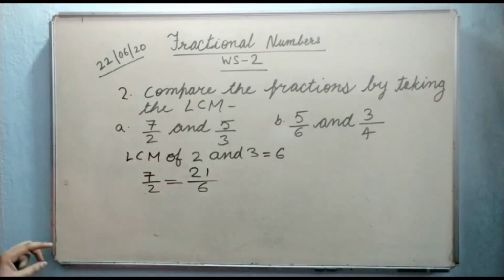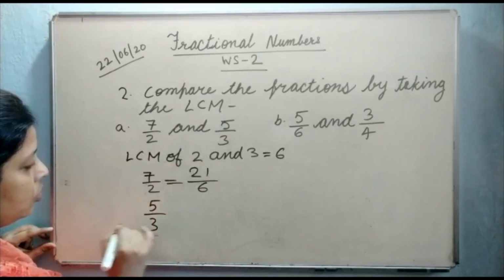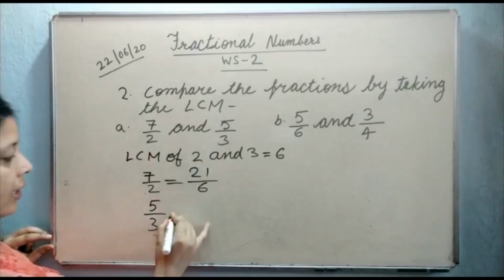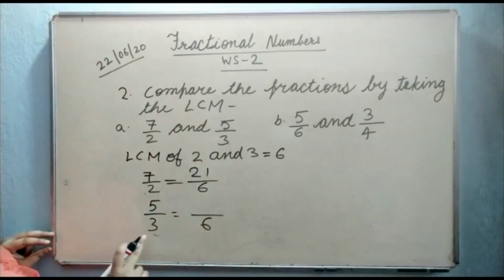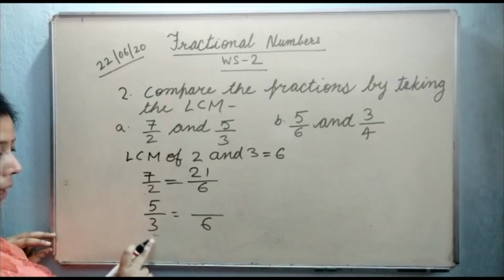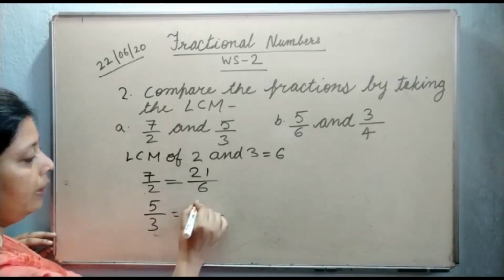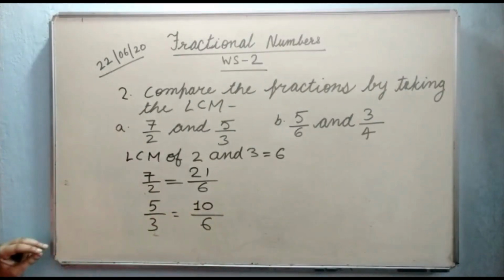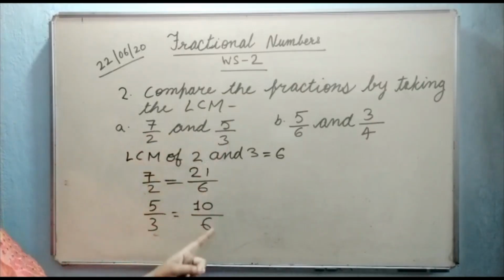Okay. Now let us take another fraction 5 by 3. Now what do we do here? To make its denominator 6, because the LCM is 6, we multiply by 2 to get 6. 3 into 2 is 6. So 5 into 2 will be 10. So what we have done, we have got the equivalent fractions of 7 by 2 and 5 by 3 whose denominators are 6.